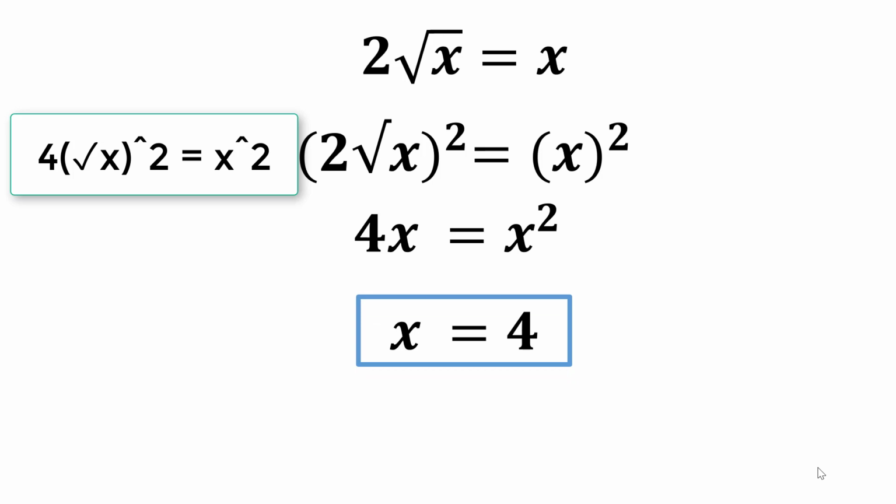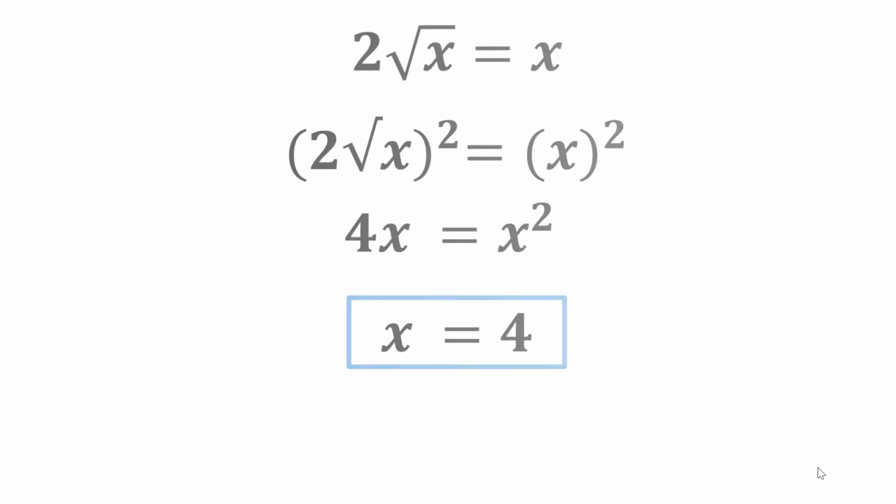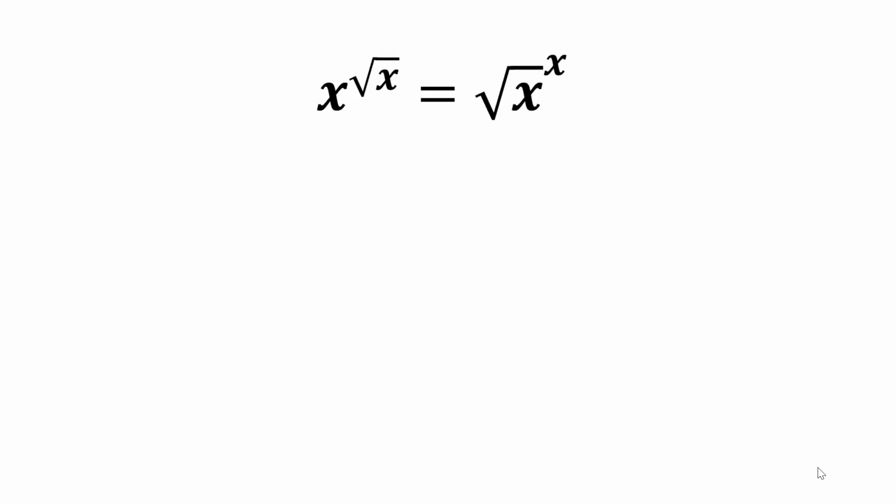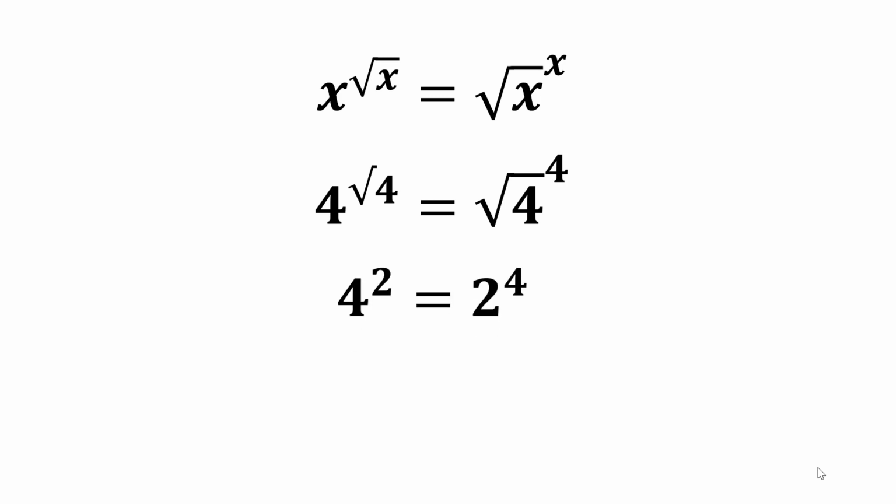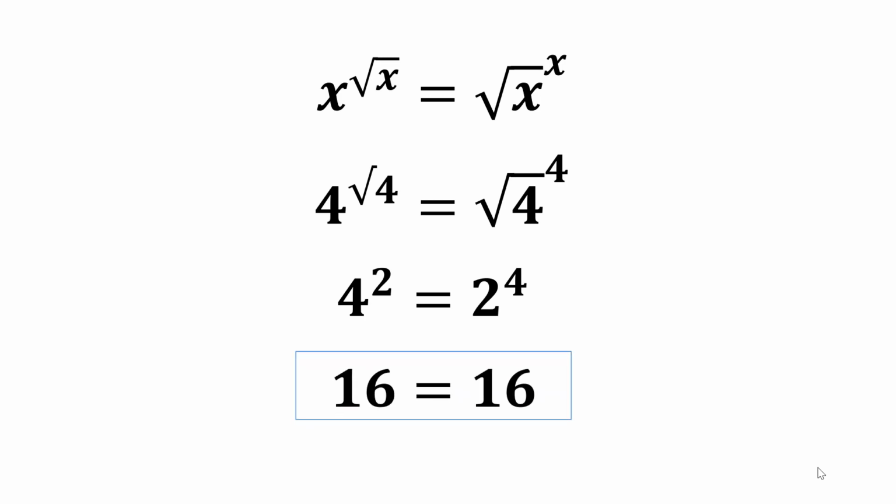By following these simple steps, we can solve the problem in very less time. Let's substitute the value of x in the original equation to verify. After substituting, the equation becomes 4 power root 4 equals root 4 power 4. Since square root of 4 is 2, the equation becomes 4 square equals 2 to the power of 4. 4 square is 16 and 2 to the power of 4 is 16. Hence, the value of x is 4.